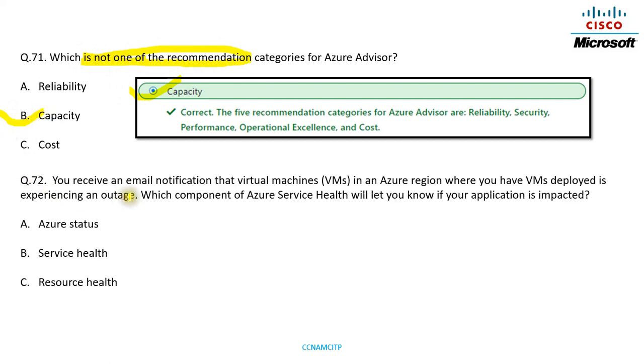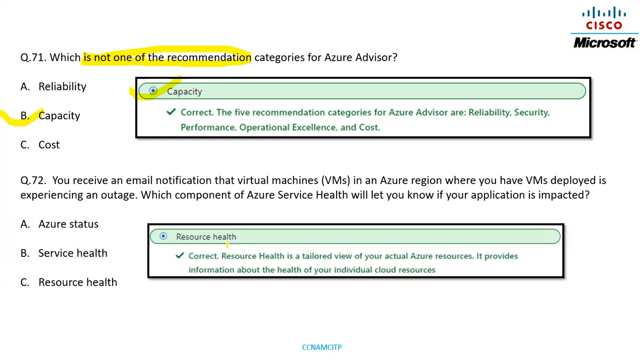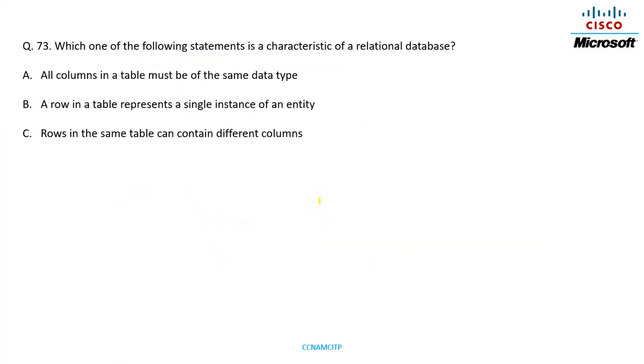Next, you receive an email notification that a virtual machine in an Azure region where you have virtual machines deployed is experiencing an outage. Which component of Azure Service Health will let you know if your application is impacted? So you have three options here: Azure Status, Azure Service Health and Resource Health. So it will tell you Resource Health. Okay, Resource Health will give you information about it.